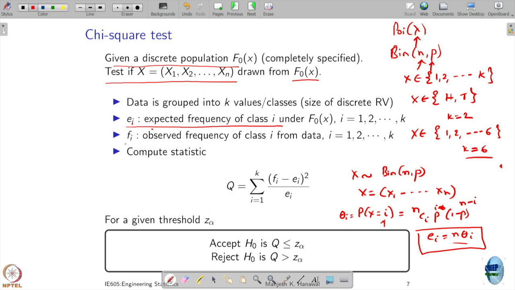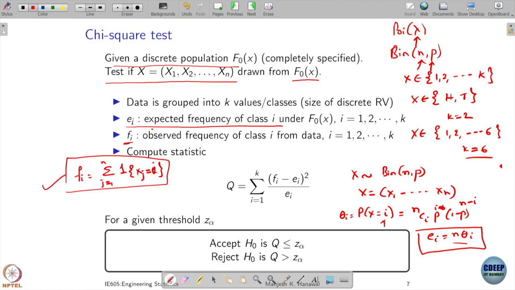And now f_i is the observed frequency. What is this observed frequency? Let me write it here. This f_i is basically how many times you have observed, f_i equals the sum over j equals 1 to n of the indicator that x_j equals i. So it is basically counting how many times, out of your n samples, your random variable has taken value i.